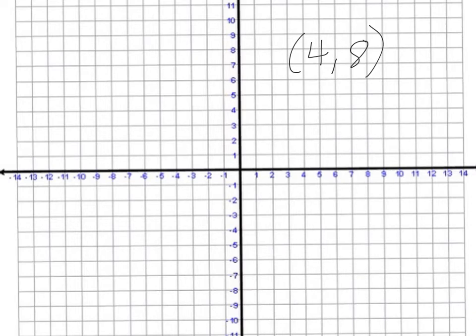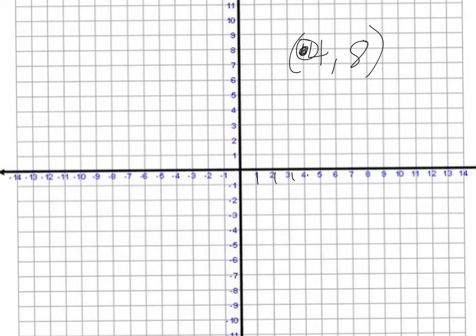Hopefully you were able to point to the location 4 over. So we go 1, 2, 3, 4, and then up 8, which would be right here. Okay, hopefully that was a review. So now what I would like you to do is think about the equations that we did the other day.